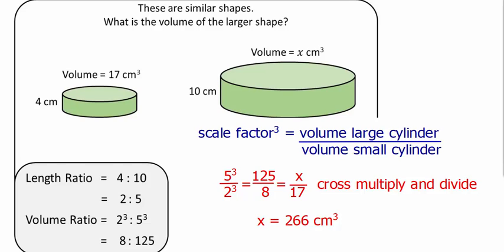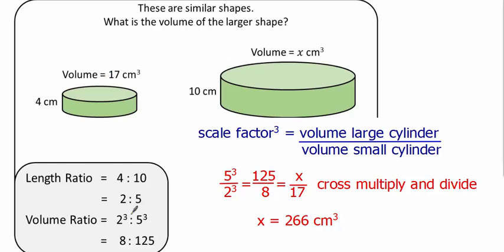And this is probably the most common way that we set up the equation. We're going to have our scale factor cubed because we're dealing with volume. And then we can set that equal to a ratio of the volume of the larger and smaller cylinders. It doesn't matter how you set these up as long as you're consistent. If the large cylinder is on top, which it is for me, keep it there.